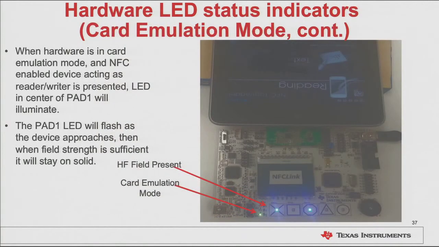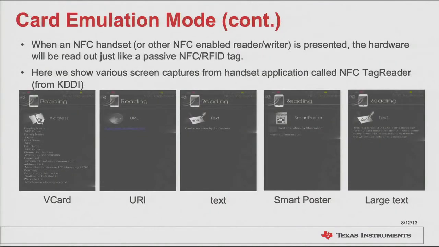When hardware is in card emulation mode, and an NFC-enabled device acting as reader-writer is presented, LED on pad 1 will illuminate. This is helpful to locate the antenna location of readers. The pad 1 LED will flash as the device approaches, then when field strength is strong enough, it will stay on solid. When an NFC handset or other NFC-enabled reader-writer is presented, the hardware will be read out just like a passive NFC RFID tag.